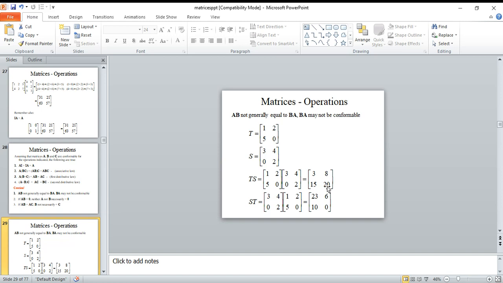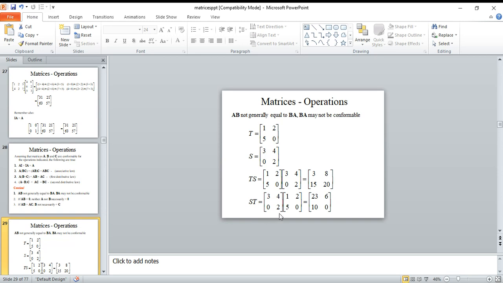These are the TS matrix. Suppose we multiply S into T. S equals [3 4; 0 2] and T equals [1 2; 5 0]. First row with first column: 3 into 1 is 3, 4 into 5 is 20, 20 plus 3 is 23. Next, first row with the second column: 3 into 2 is 6, 4 into 0 is 0, 6 plus 0 is 6.